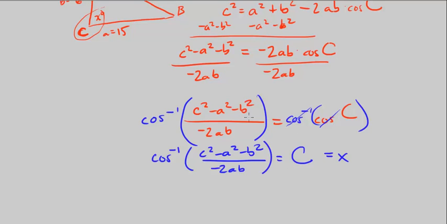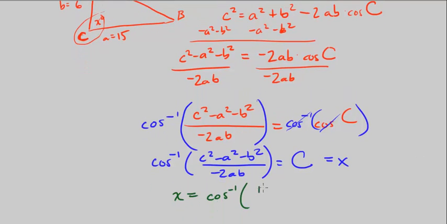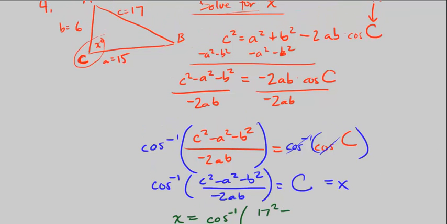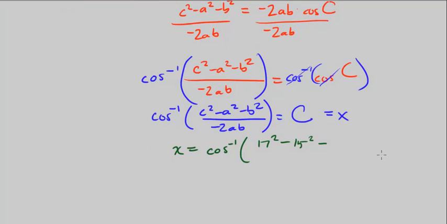Okay? So now I just plug it in my calculator. So I know x now is equal to the inverse cosine of c squared. Well, what was my c squared? I could just look at my triangle. 17 squared minus a squared is 15 squared minus b squared is 6 squared divided by negative, don't forget the negative, some people did, negative 2 times a times b. Okay? So you plug this in your calculator and you get the answer.